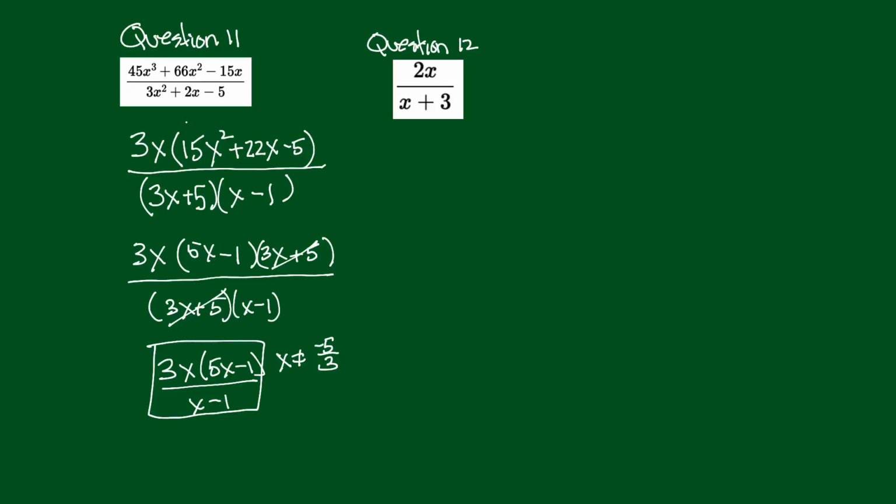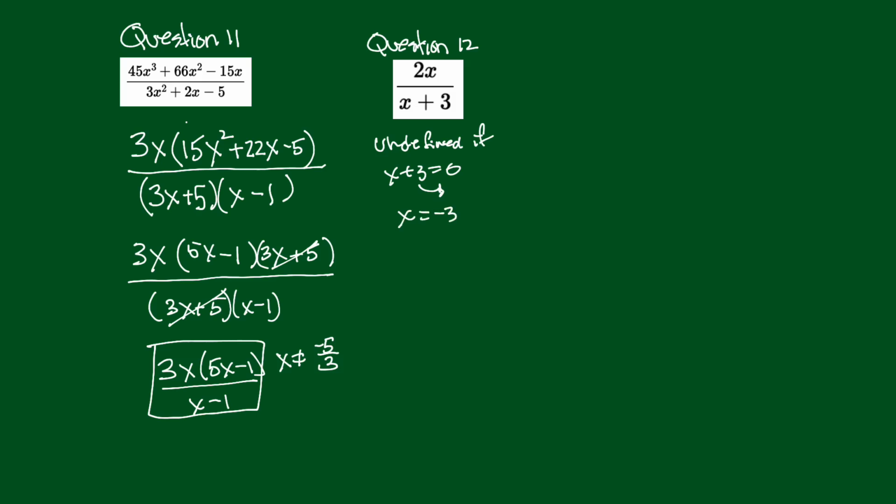Now in question 12, this fraction is already reduced, but what we're trying to do is find the values of x that make this undefined. Okay, undefined. This is a fraction. It will be undefined if the denominator is 0. So what I'm thinking, this is undefined if x plus 3 equals 0. So what solves it? All right, just subtract 3.